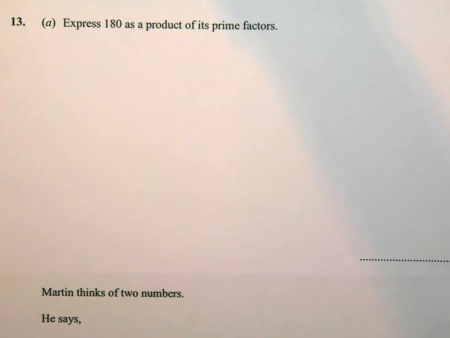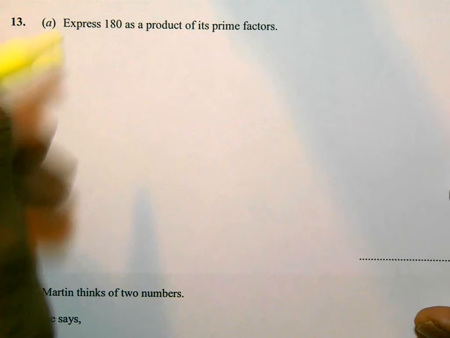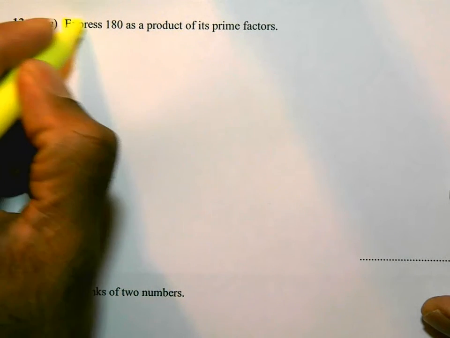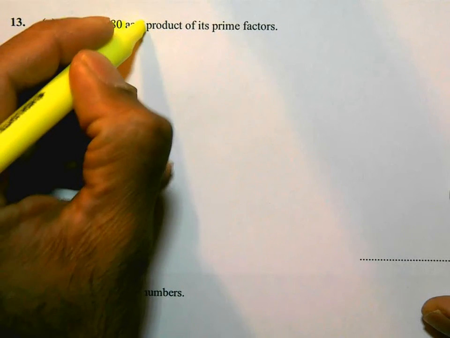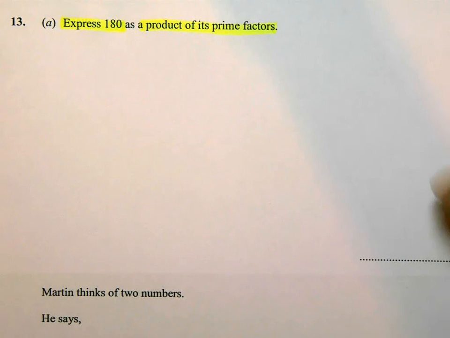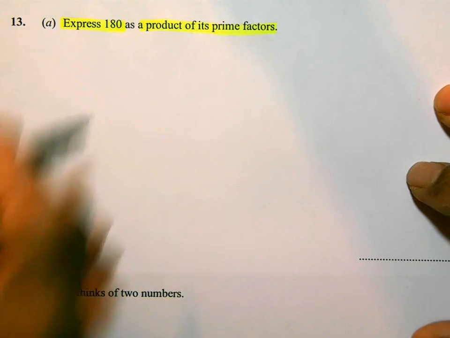This is question number 13 on the November 2014 non-calculator paper. Okay, so let's look at part A. Part A says express 180 as the product of its primes. You should be familiar with working out products of primes of some numbers, so you should be able to do this pretty easily and be able to engage with it straight away.